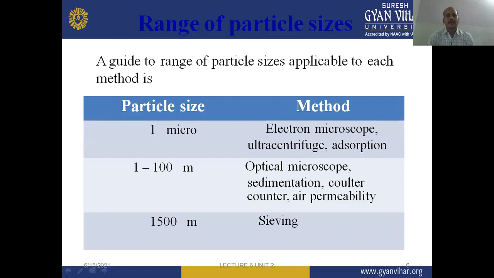So the guide to the range of particle size is given here for each and every method. When the particle size is small, as I discussed, we can use electron microscopy, ultracentrifuge, or the adsorption method. When the particle size is in the middle range, we can use optical microscopy, sedimentation, Coulter counter method, then the air permeability method. If the particle size is greater than 1500 micrometers, then we can use the sieving method for coarse powders.